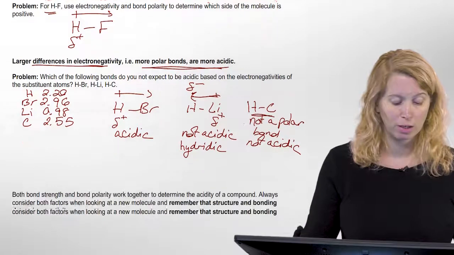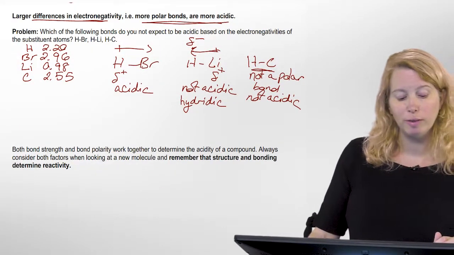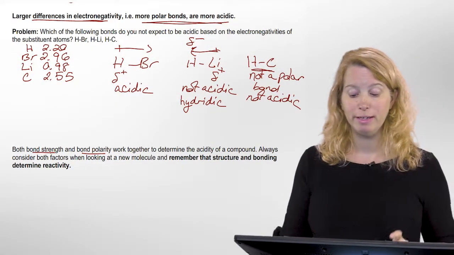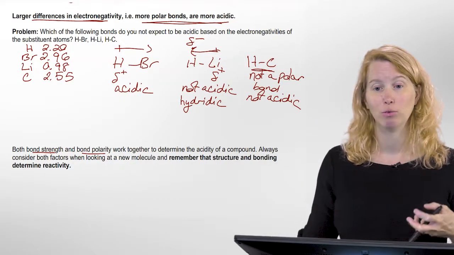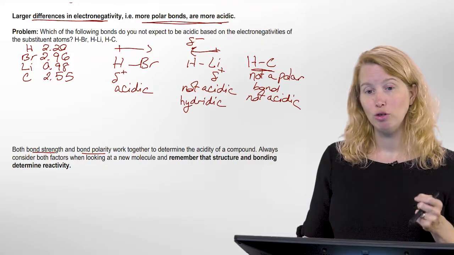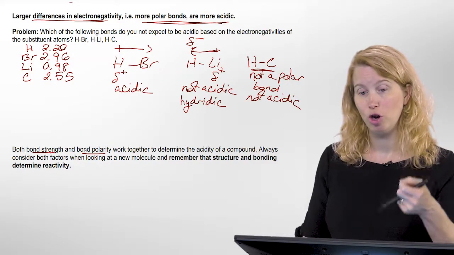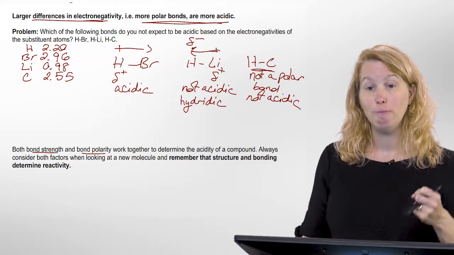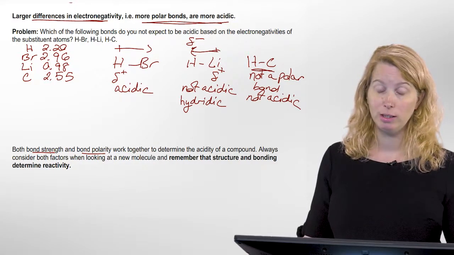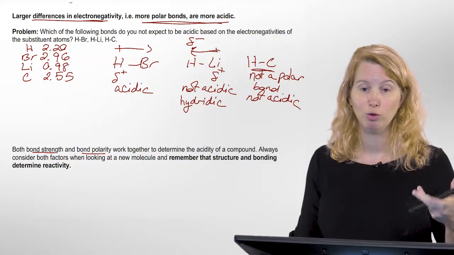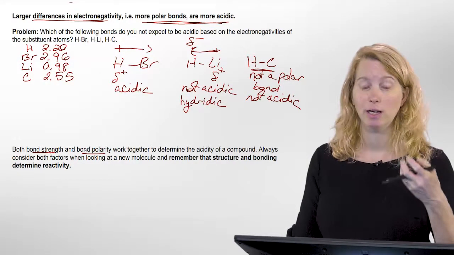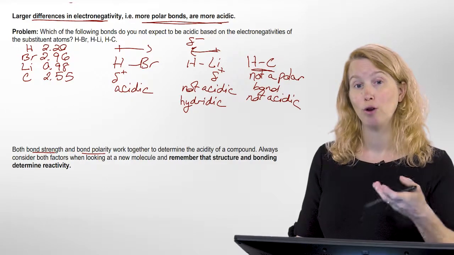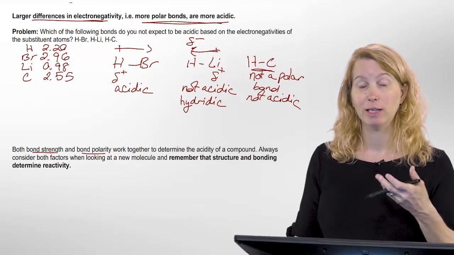So in this lesson, we've learned that both bond strength and bond polarity work together to determine whether or not a compound will be acidic. So whenever you're looking at a new molecule, a new compound, you need to consider both the strength of the bonds to hydrogen as well as the polarity of those bonds to be able to predict whether or not you're looking at a compound that will undergo Bronsted acid-base type of activity.